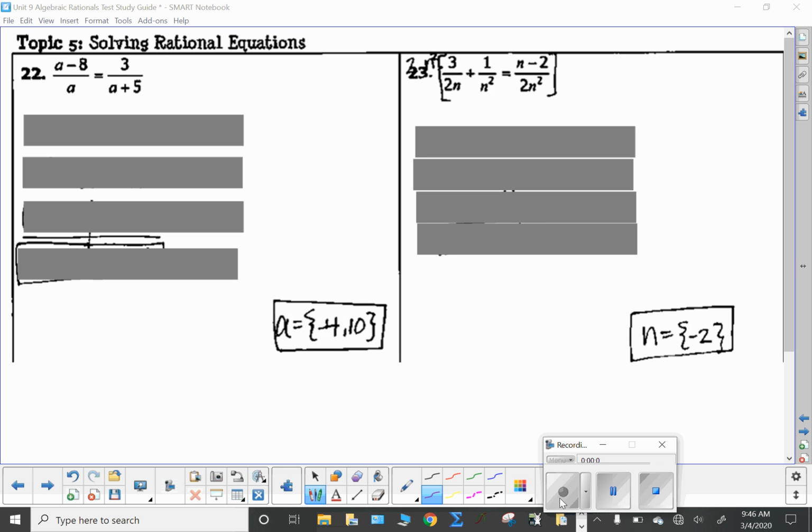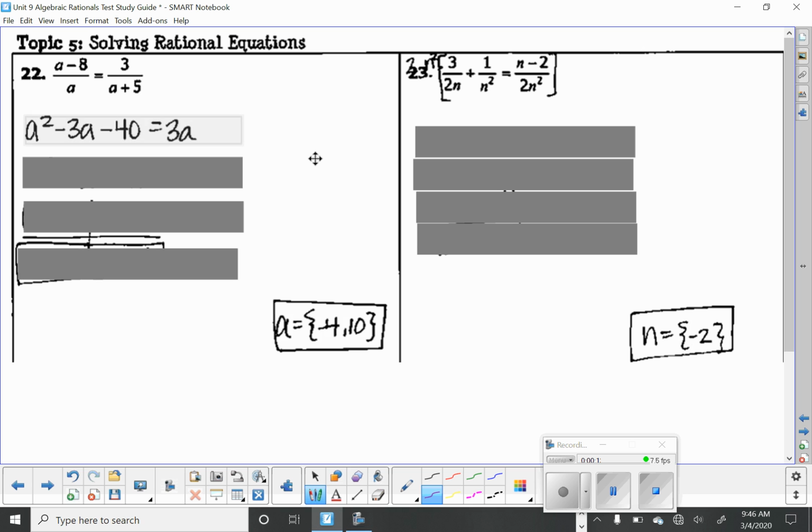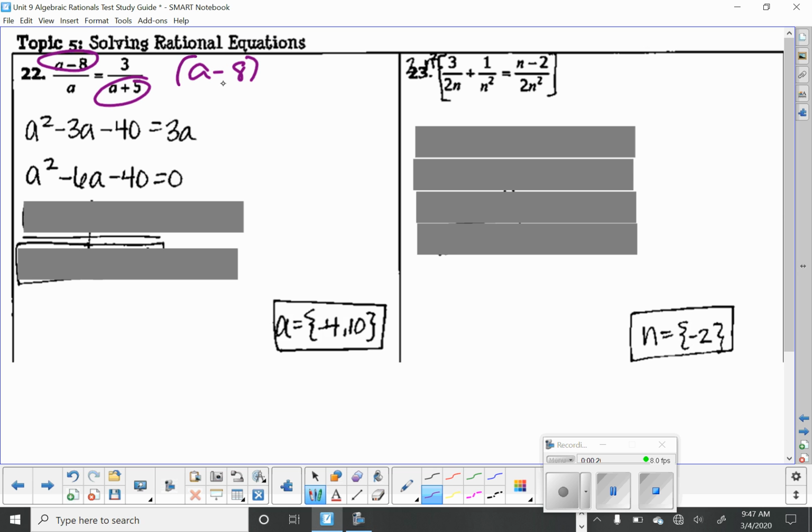Equations, solving them. Okay, some of them are easy, like number 22. You can just cross multiply. A minus 8 times a plus 5 is equal to 3a. Boom. Multiply it out, okay, which means you've got to FOIL. If you want to know, you've got a plus 5 times a minus 8, so a minus 8 times a plus 5.